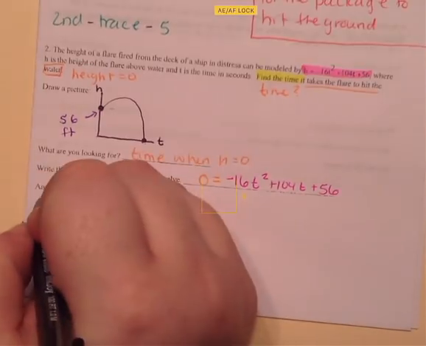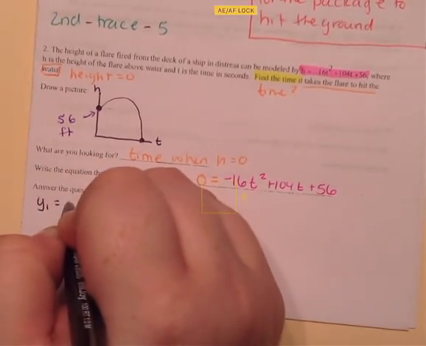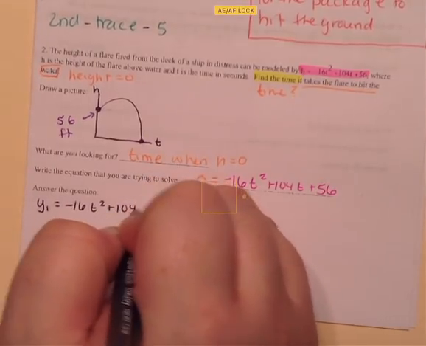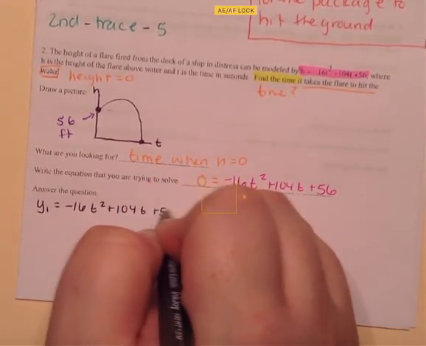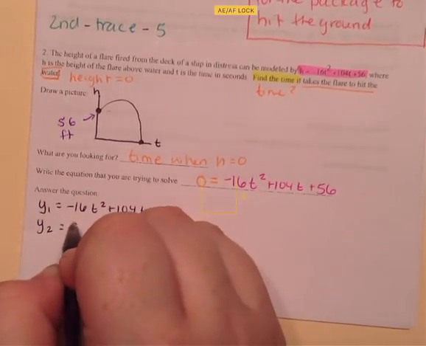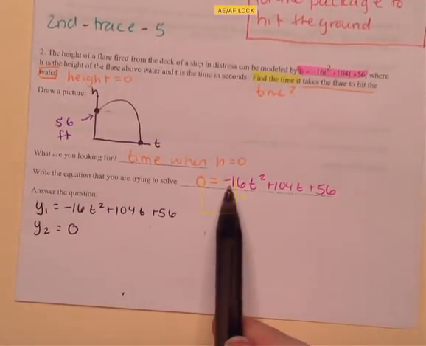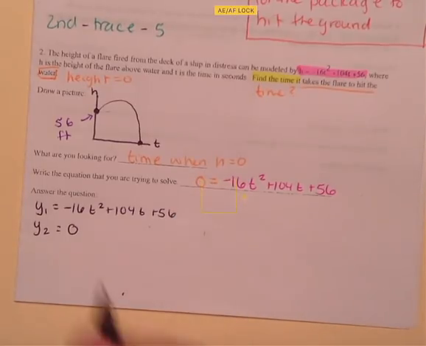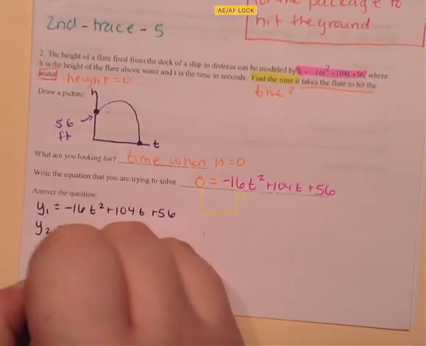So my y1, I'm going to put the original equation, negative 16t squared plus 104t plus 56, and then in y2, which is what I want it to hit, 0. Again, we put whatever is on one side in our y1 and the other part on your y2. And we want to find where it intersects, second trace 5.